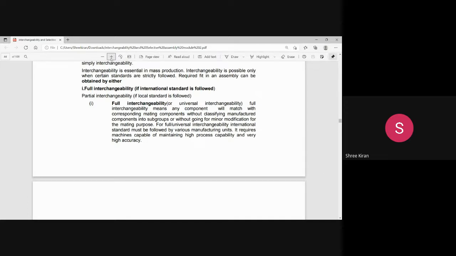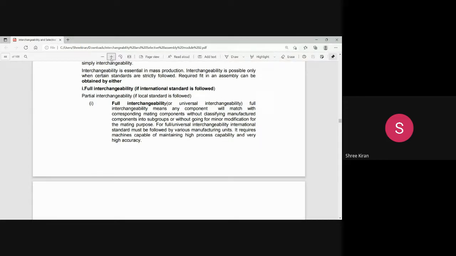That is, any component will match with the corresponding mating component without classifying manufactured components into subgroups or without going for minor modification. So in full or universal interchangeability, we take any component from that batch and it will match with the corresponding mating component, without classifying into subgroups and without any minor modification for the mating purpose.